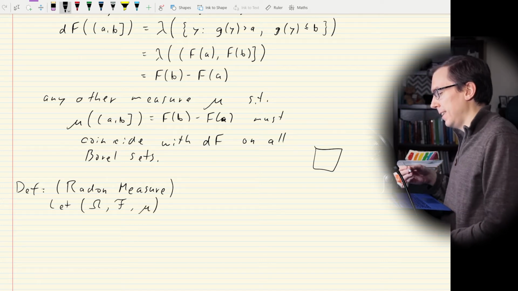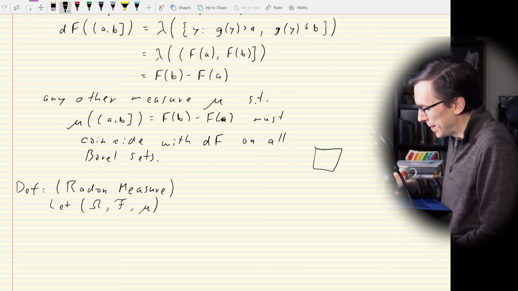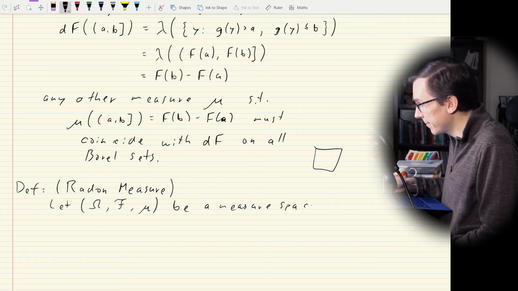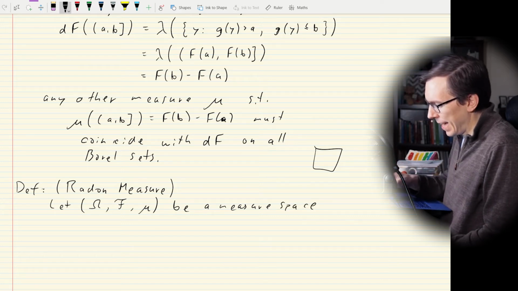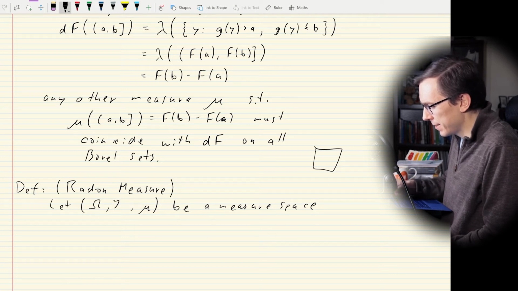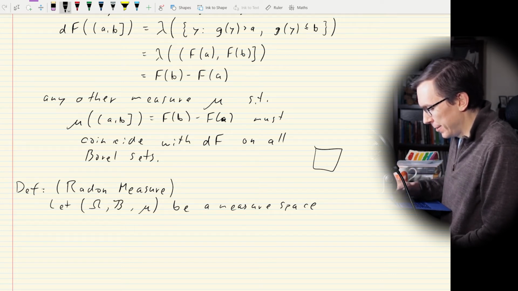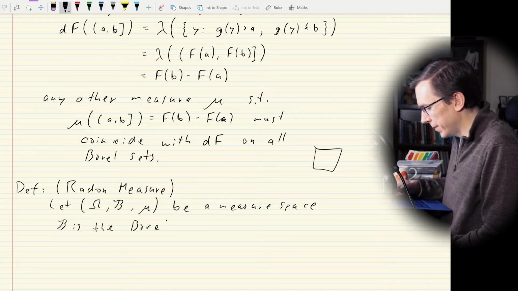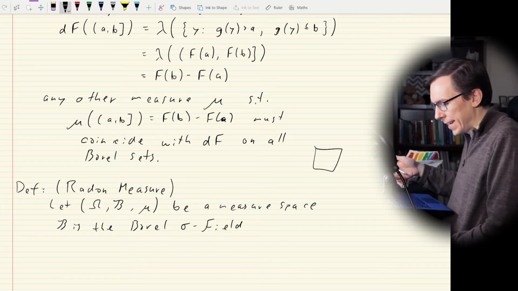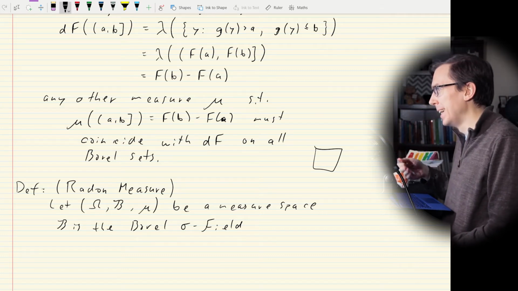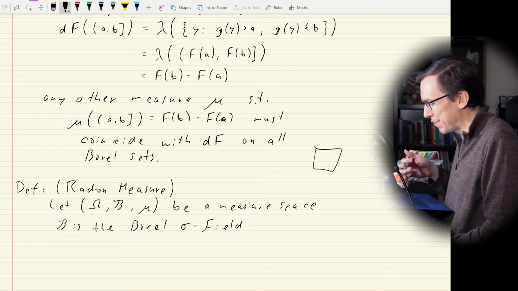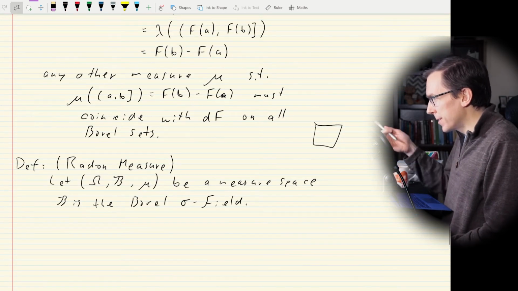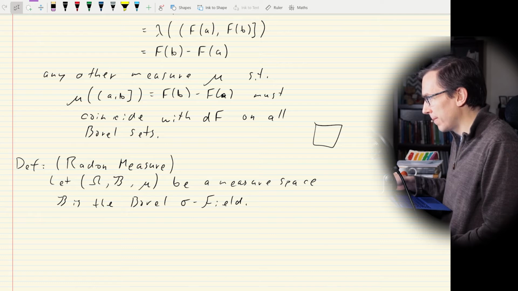Nevertheless, let (Omega, F, mu) be a measure space. Oh, not F, sorry, I want the Borel sets. B is the Borel sigma field. Again, this is assuming that we have a topology, we have open sets, and we can use that to construct the Borel sigma field. If you want, you can replace Omega with R if it makes you happier, but we could define Borel sets more generally.